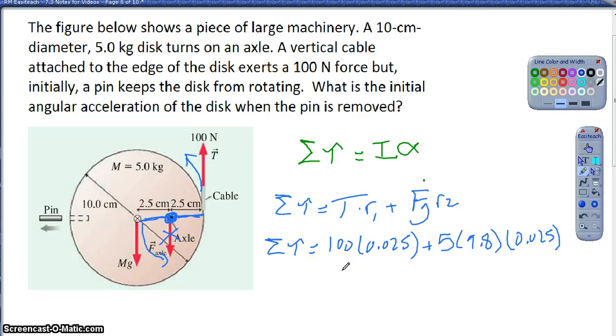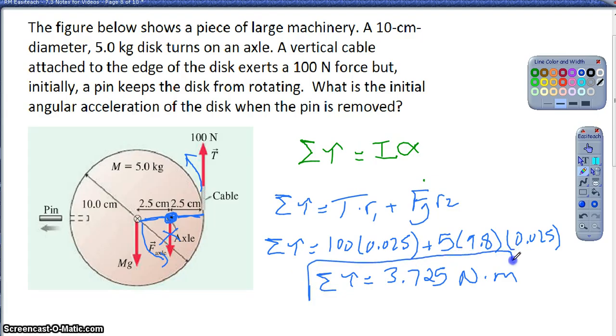Calculating that total torque shouldn't be too much of an issue for us. No big deal if we go through and find that. So the net torque in this case ends up equaling about 3.725 newton-meters. That is our net torque for this particular example. I don't know why I'm boxing that in, because we're not done with this by any means. So that's the net torque.